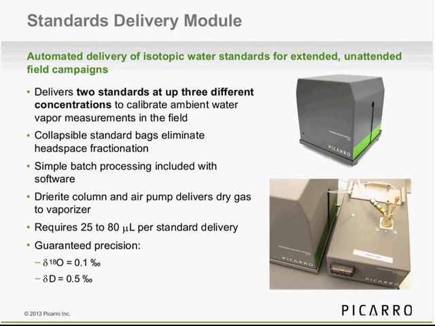Standard deliveries module. This is important if you're doing unattended field campaigns for vapor measurements. Atmospheric scientists like to use this a lot. It enables the introduction of two isotope standards at different concentrations so that you can correct for your isotopic composition, your delta value, but you can also correct for concentration dependence in your delta value. I won't go into more detail than that for now.